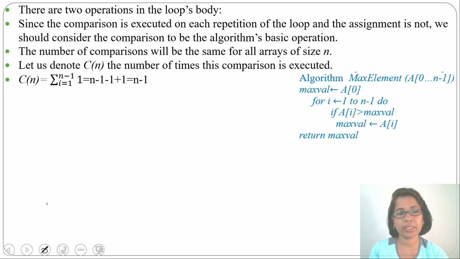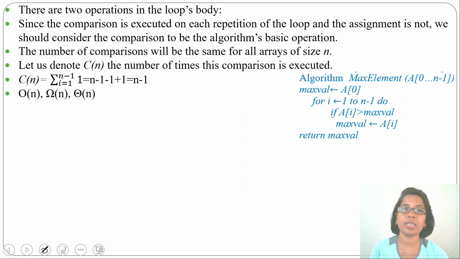Now what will be the running time? Running time we can write by using asymptotic notation like O of n, or omega of n, or theta of n. So for the algorithm, first we need to identify the basic operation and how many times that basic operation is executing, that we can write as a sum expression, and we can evaluate that sum expression for finding the running time or time complexity. For this example, running time is O of n or omega of n or theta of n, and the number of comparisons is n minus 1.